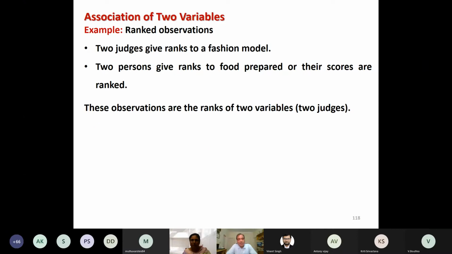And similarly, we sometimes have ranked observations. For example, when we conduct the viva of our students in class, suppose there are two teachers giving marks to the student out of 10. A student comes, both examiners ask questions, and if the student is good, it is expected that both examiners will give higher marks, and if the student is bad, then both examiners will give lower marks.